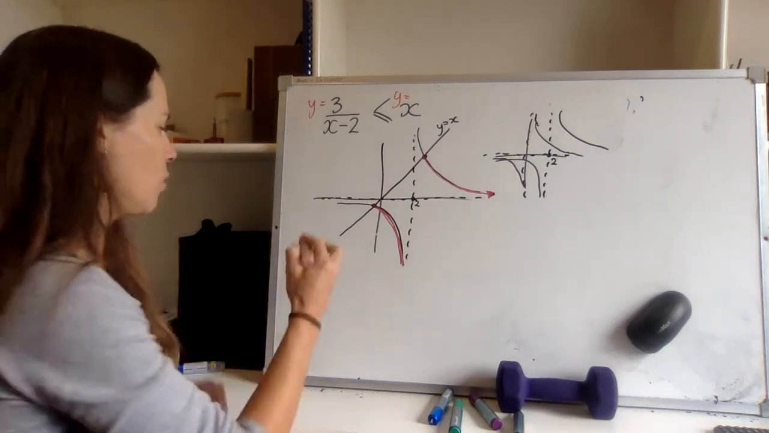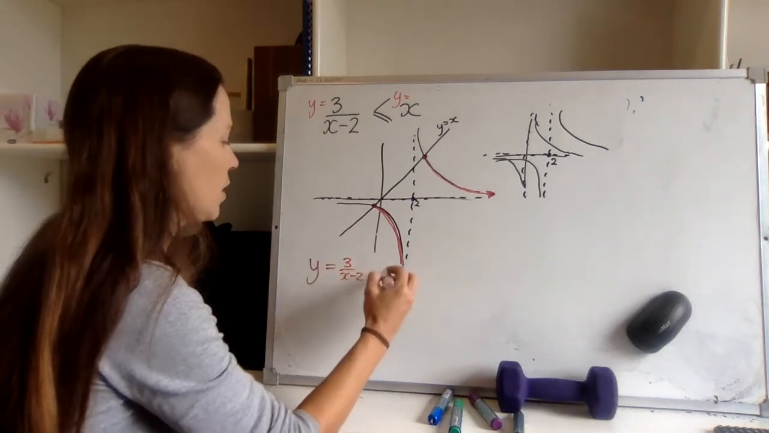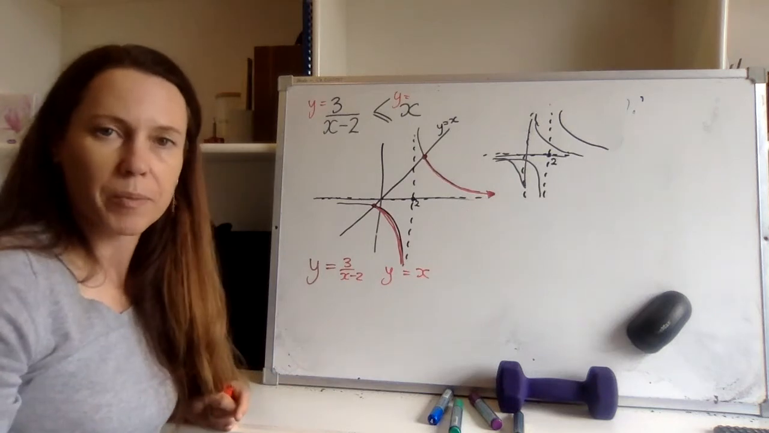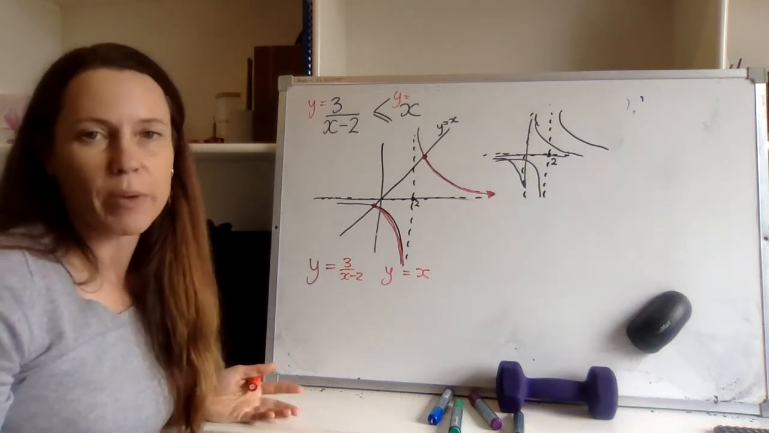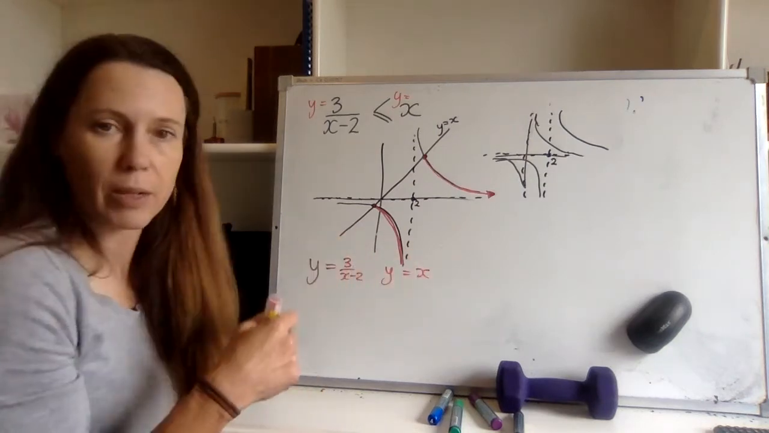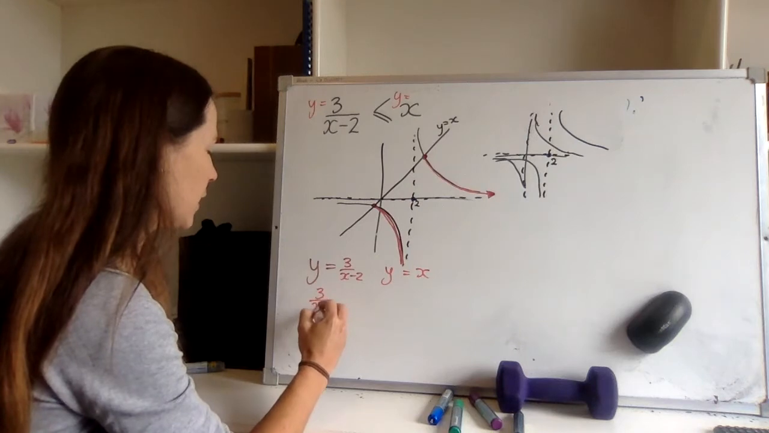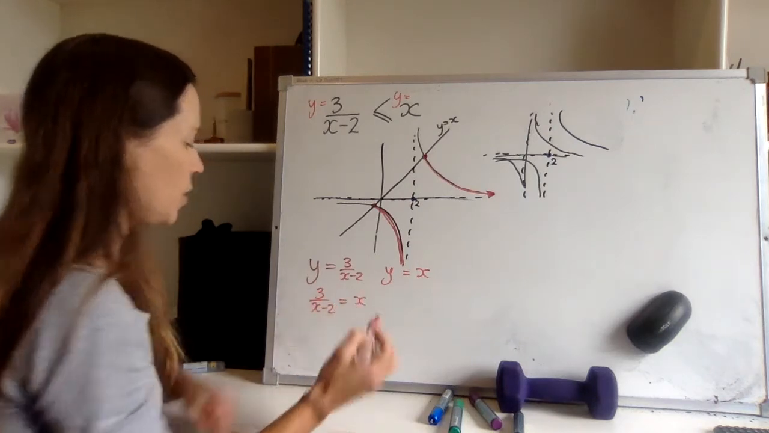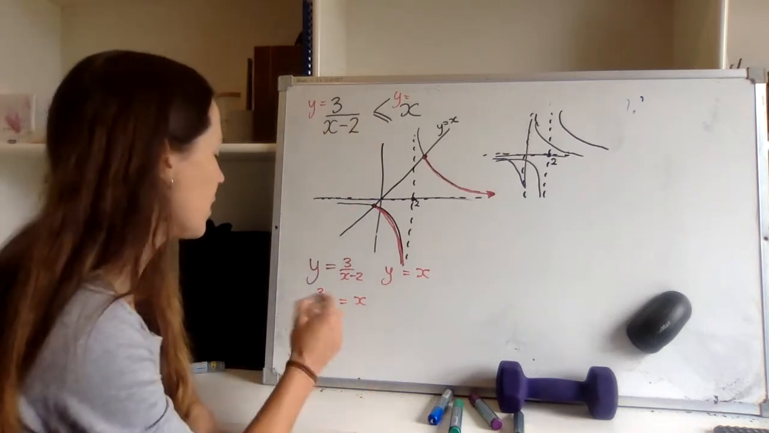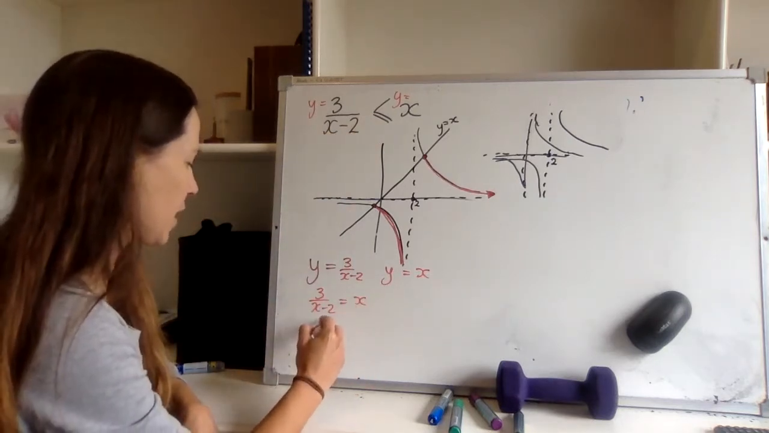Well, we've got the graph y equals 3 over x minus 2 and the graph y equals x. How do you tell where 2 graphs meet? Solve the equations simultaneously. So if y equals this and y also equals that, then this and that must equal each other. So I can literally solve this now, which is much easier to solve than with the inequality sign in it.